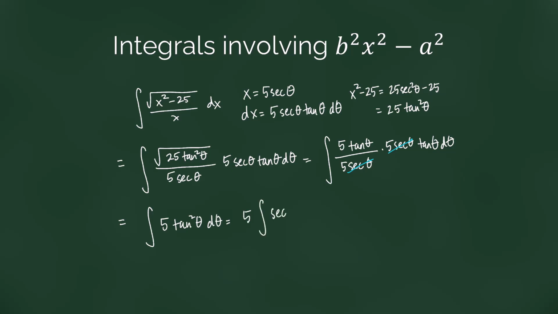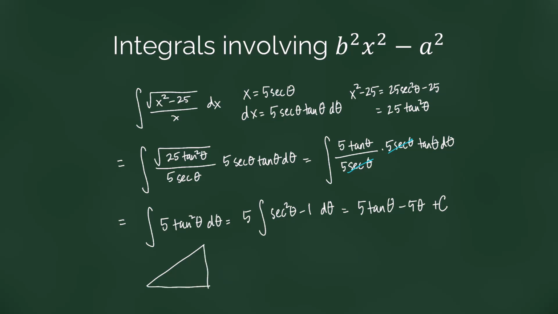We know an antiderivative for secant squared, so we'll use our Pythagorean identity one more time and rewrite tangent squared as secant squared theta minus 1. So now anti-differentiating that, we get 5 tangent theta minus 5 theta plus our constant. Once again, we need to rewrite things in terms of x, not theta.